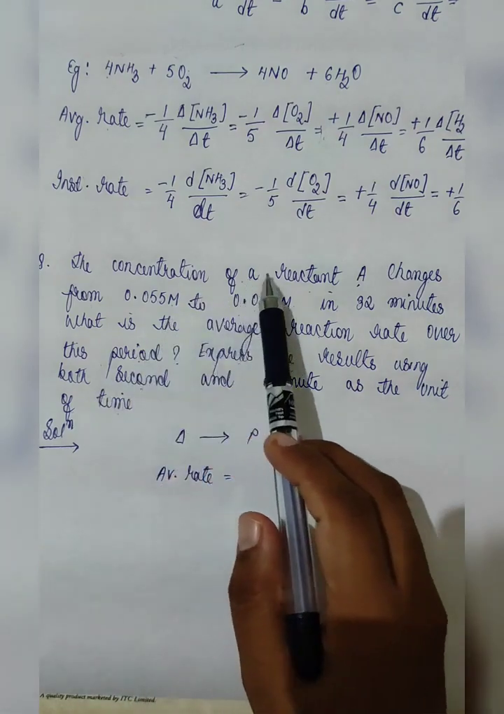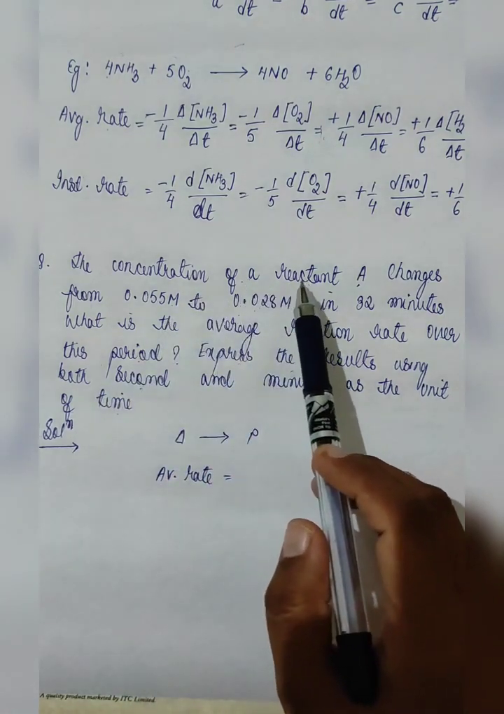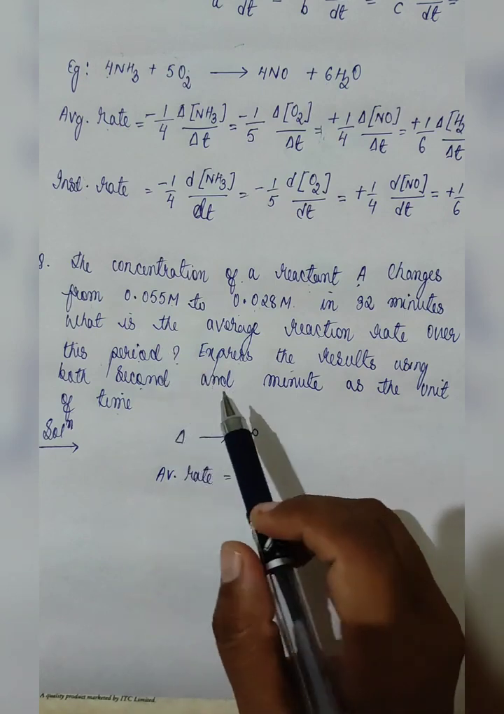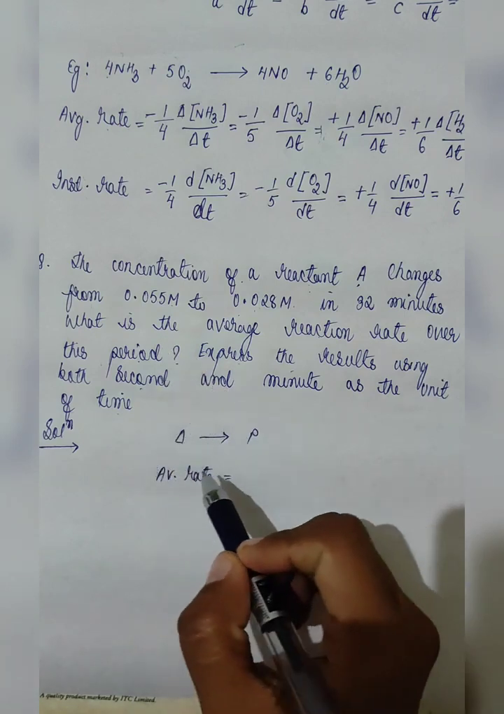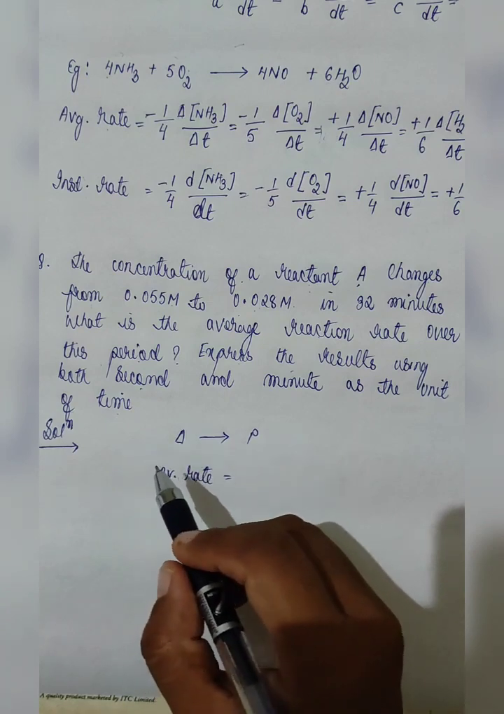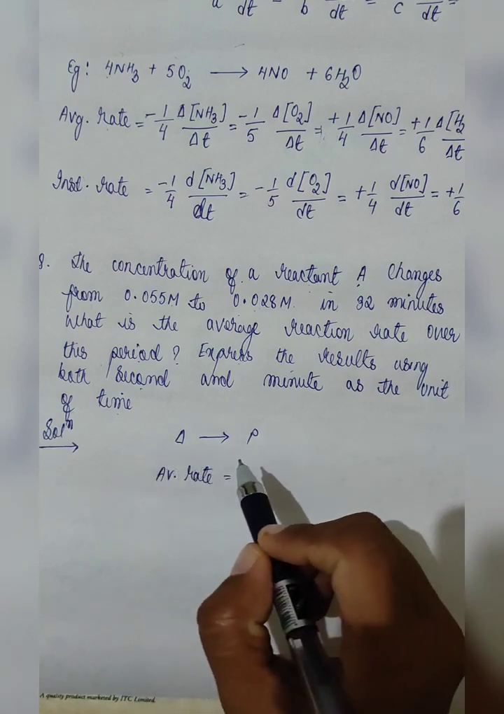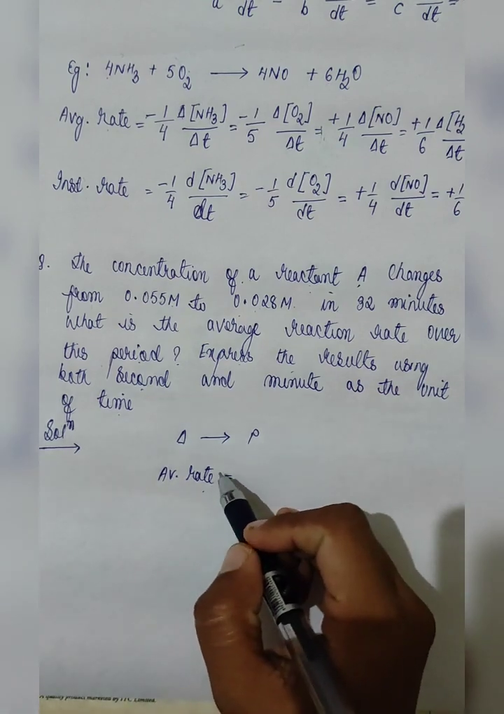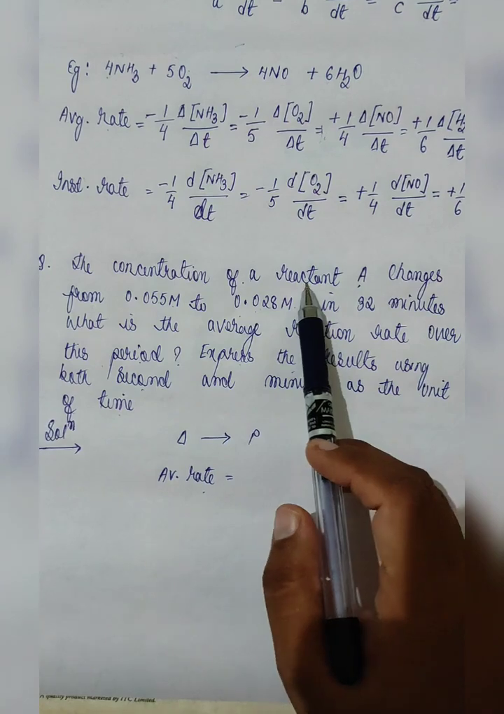The concentration of the reactant is given. So the average rate will be expressed only for the reactant, not the product. This is just a general reaction. Even if you don't write it, it is fine. But we are just showing that the reactant is being converted to the product. Now the average rate will be written only for the reactant, because only the reactant is mentioned in the question.